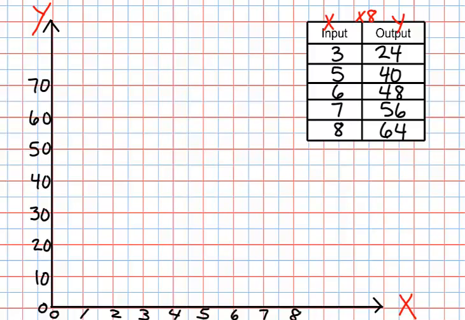Let's plot the points. Go across the 3 and up to 24. That's a little bit lower than 25, which is halfway. The next one, go across to 5 and up to 40. That one's an easy one because it's right on the lines. Then we have 6 at 48, a little bit below 50. 7 at 56, which is a little bit above halfway. And 8 at 64. You can see the line forming as we work our way up.